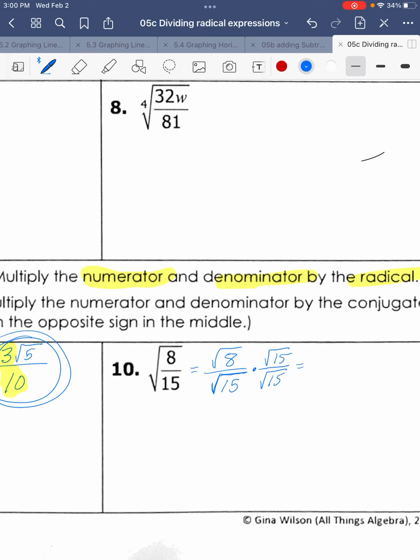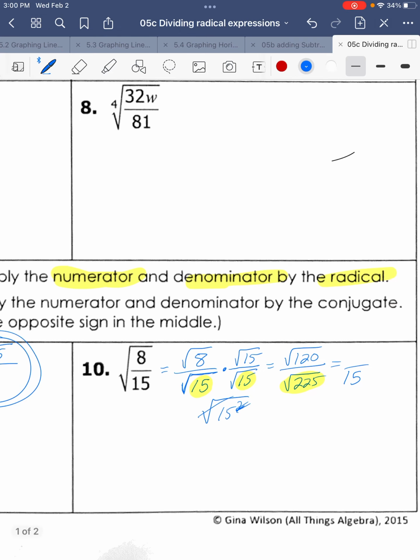So 8 times 15 is, 8 times 10 is 80, 8 times 5 is 40, so that's 120 when I add those together. Square root of 15 times the square root of 15 is the square root of 225. But if you notice, you have two 15s multiplied together. That's 15 squared. And when you take the square root of 15 squared, it's equivalent to just 15. So you can actually cut that middle step out by just realizing that the square root of 15 squared is going to end up simplifying anyways.